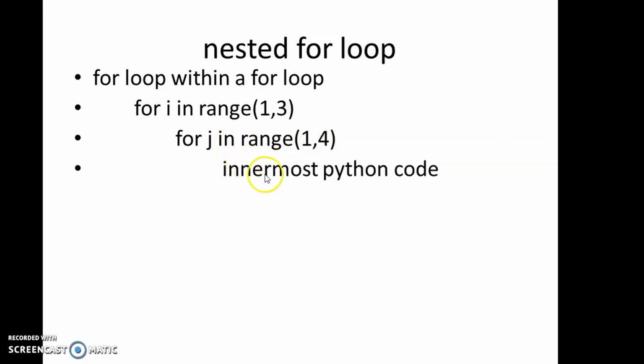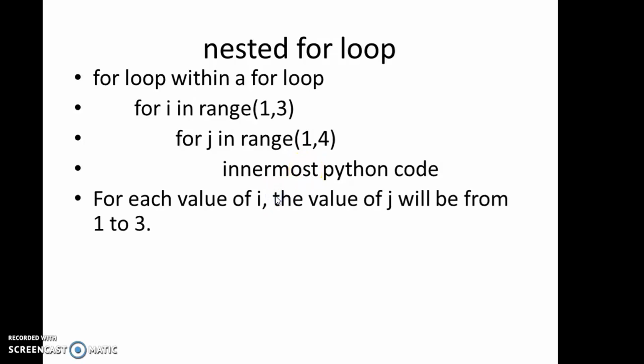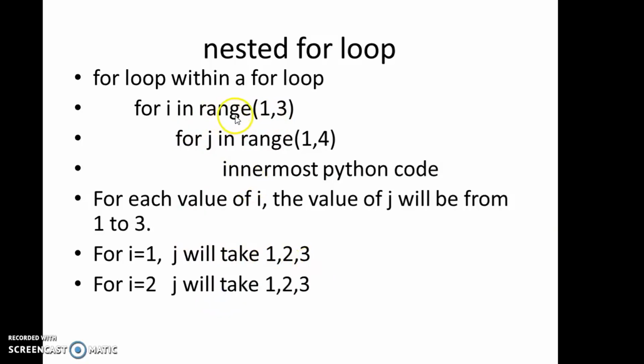So the code which appears inside the innermost loop is called innermost Python code. Okay, how will it be operated? For each value of i, value of j will be from 1 to 3. For example, initially i value is 1. So j will take values 1, 2, 3. Again, i value will become 2. Again, the j value will take values 1, 2, 3. So that is the operation of nested for loop.